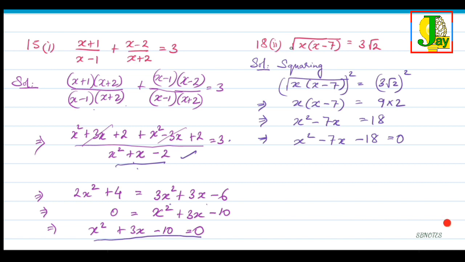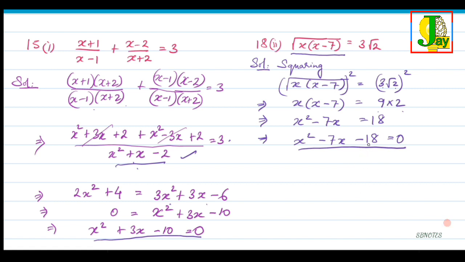When we have something like this, where we have a root over a particular given term, what we do is square both sides. So squaring, you remove the root, so root 2 into root 2 is 2, and 3 square is 9, so that's how you get 9 into 2, and here you get x into x minus 7. So finally you get the general form of the quadratic equation. Then you can easily solve using the splitting of the middle term.